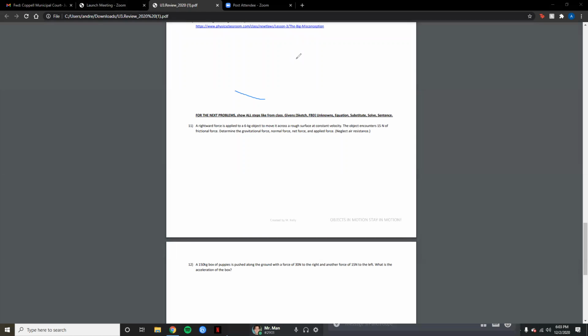All right, so a rightward force is applied to a 6 kg object.